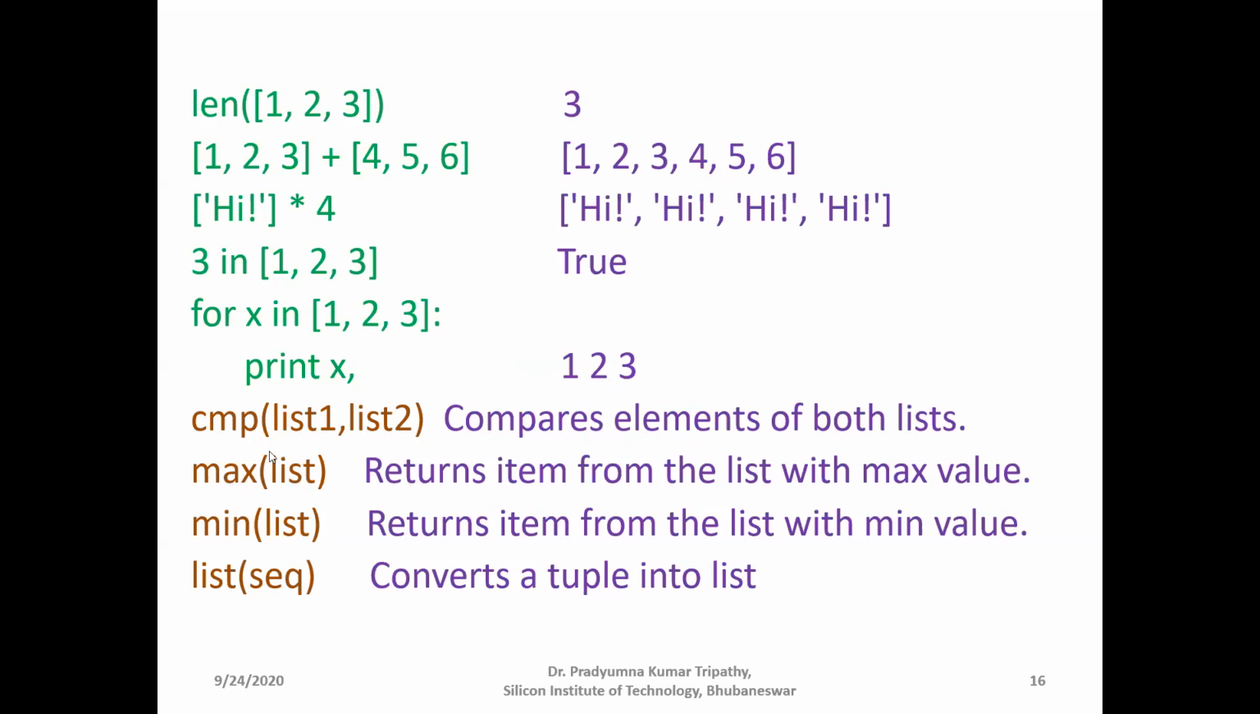Max and min: max will return the maximum element from the list. Min will return the minimum element from the list.